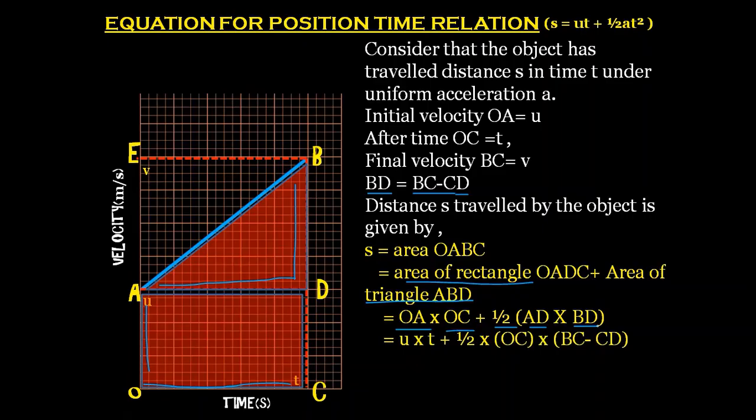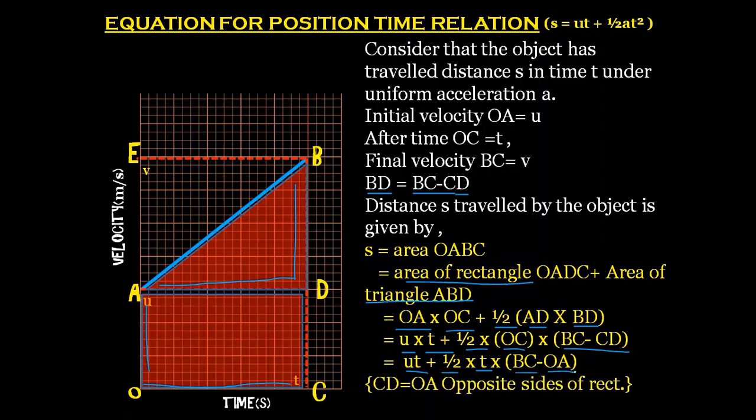Now we are substituting their values. We know OA is u, OC is t, then AD can be replaced by OC. How? Because they are parallel, or they are opposite sides of the rectangle. And BD can be replaced by BC minus CD. Now it is equal to ut plus half. In place of OC we have put t and then BC minus OA. CD is replaced by OA. This is also because of opposite sides of the rectangle.